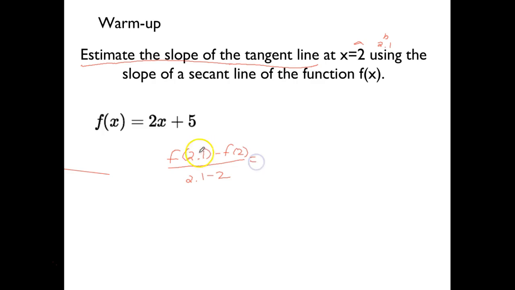And you would just plug 2.1 into this function, figure out what this is, plug 2 into this function, figure out what that is, divide it by 0.1, and you've got yourself an answer for the estimation of the tangent line. Remember, tangent line means instantaneous rate of change, so it's an estimation for the instantaneous rate of change.